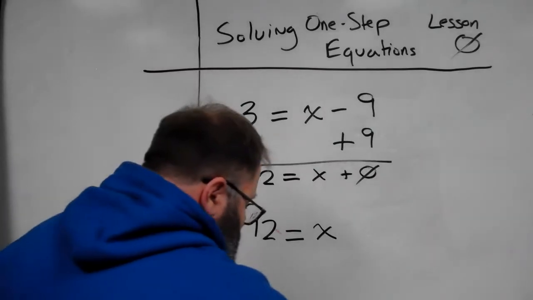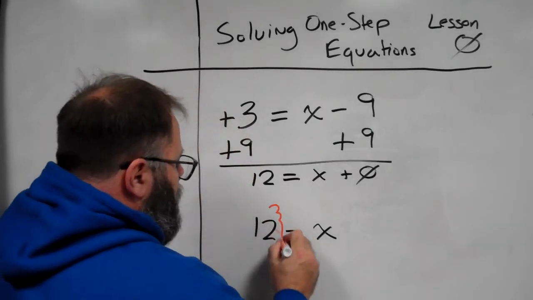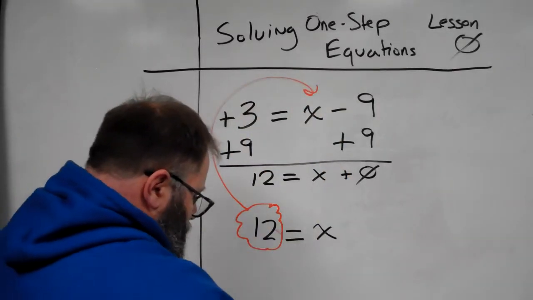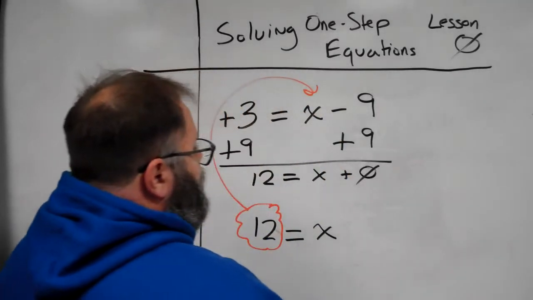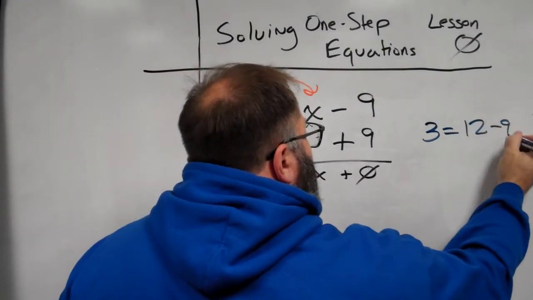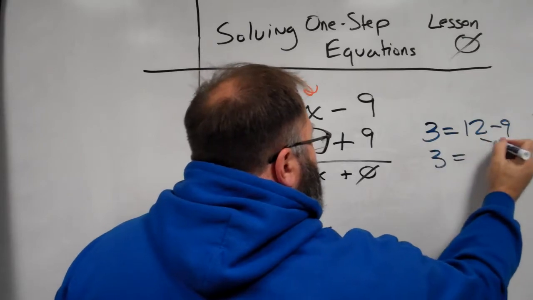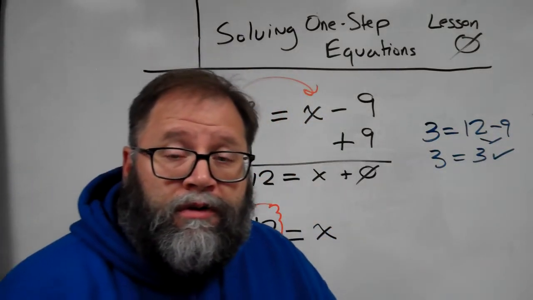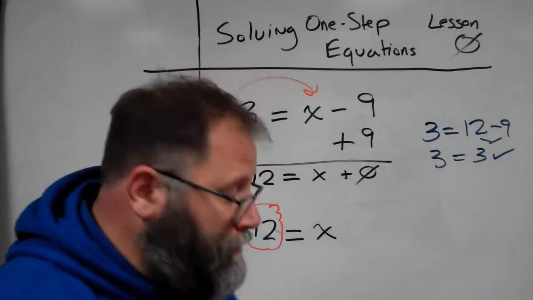Now I take my answer, and I'm going to substitute it back in for x. And then I'm going to show that it's true. 3 equals 12 minus 9. 3 equals 3. That checks. Let's switch over to multiplication.